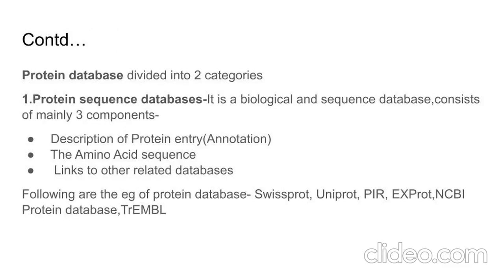Protein database is divided into two categories. Number 1 is protein sequence databases. It is a biological and sequence database, consisting of mainly three components. Number 1, description of protein entry, that is, annotation. Number 2, the amino acid sequence. Number 3, links to other related databases. Following are examples of protein sequence databases: Swiss-Prot, UniProt, PIR, XProt, NCBI protein database, TrEMBL, EMBL, etc.